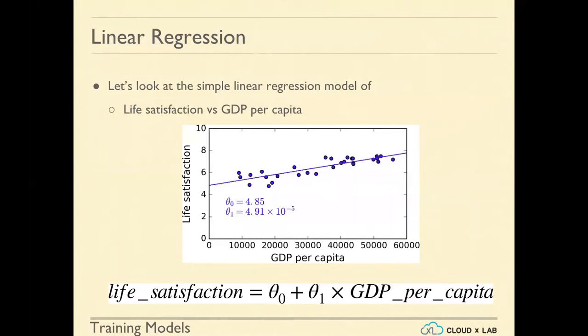A question from Deepak is, in case of multi-feature linear relationship, how does the linear equation look in the typical form? It looks like life satisfaction equals theta naught plus theta 1 into GDP plus theta 2 multiplied by, say, age group, plus theta 3 multiplied by some other feature, and so on. That's how it looks. Wonderful. So keep asking these questions. These are very important.